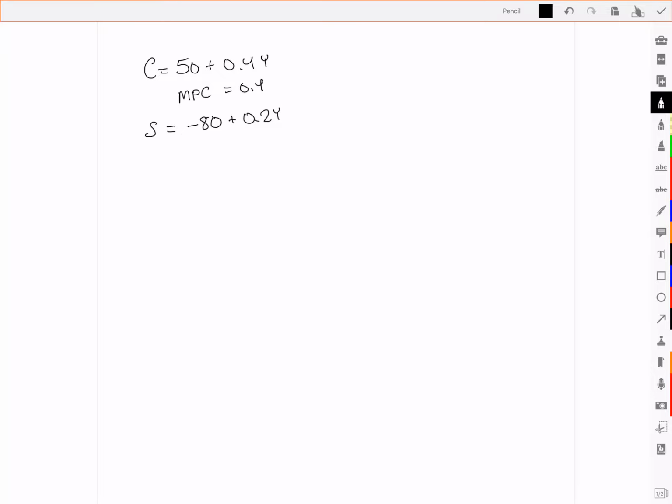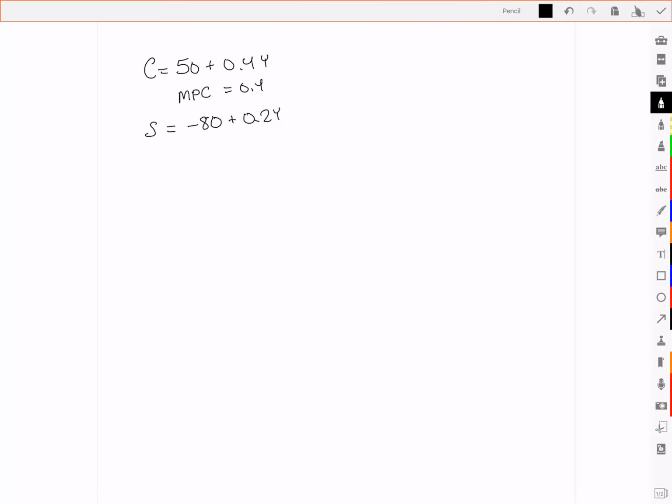It tells you that there's autonomous dissavings of $80. So if we have zero income, we're going to pull $80 out of savings. And we know from the previous formula that 50 of that is going to go to consumption spending. So where does the rest of it go? Well, if we pull $80 out of our savings and $50 of it goes to buy goods and services, then the rest of it, the $30, goes to taxes.